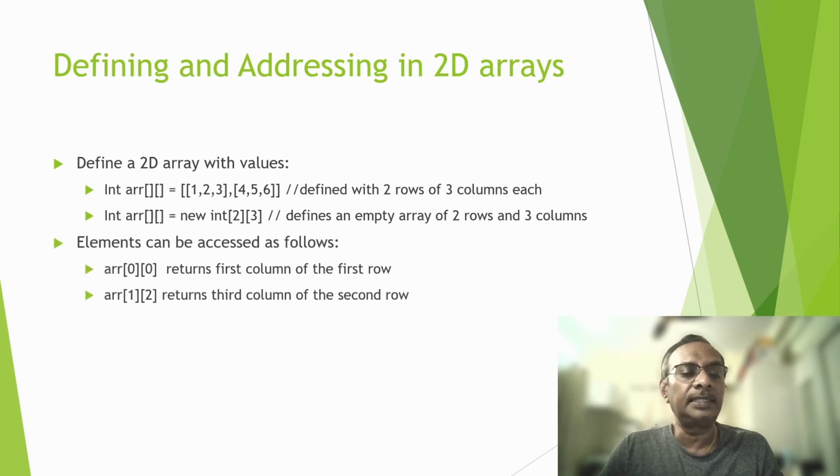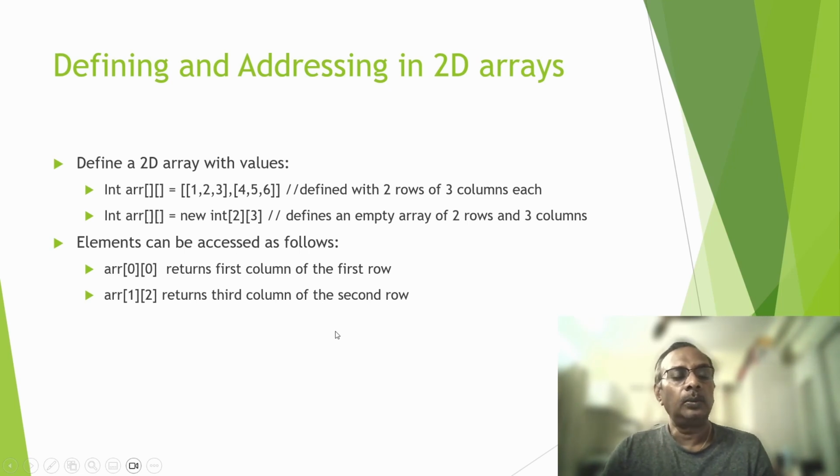We want to access the first element of a 2 cross 3 two-dimensional array, 2 rows and 3 columns. [0][0] will return the value of the first column of the first row, which means it will return 1. Similarly, [1][2] means it is the second row, third column, so it will return 6. This is the second row and this is the third column, right? So it will return 6.